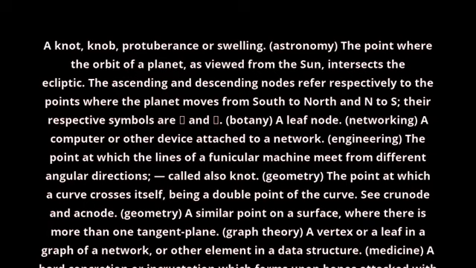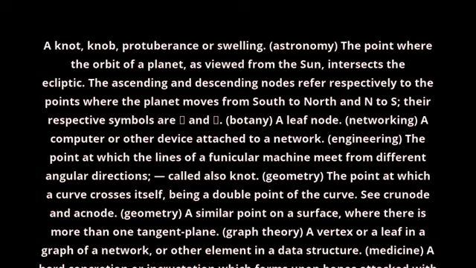The ascending and descending nodes refer respectively to the points where the planet moves from south to north and north to south; their respective symbols are ☊ and ☋. Botany, a leaf node. Networking, a computer or other device attached to a network.